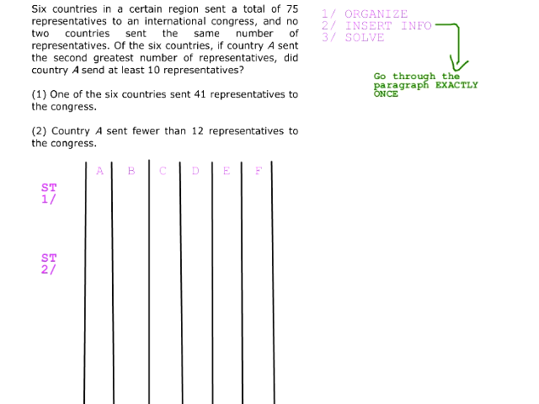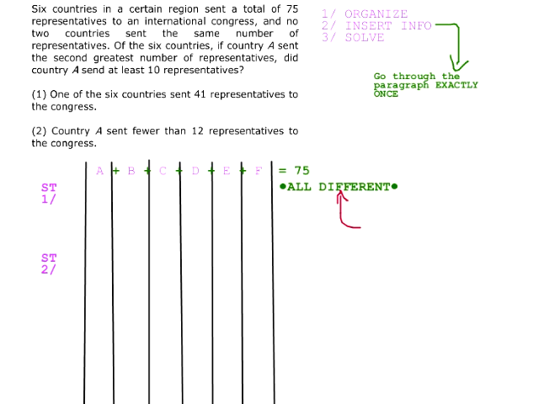All right, so the goal is to go through the paragraph exactly one time and then to not really ever have to deal with it again. So there's a total of 75 representatives, so let's just put that in there with plus signs. Okay. And then all different, so I'm going to note that on the side here, because otherwise I might be tempted to put the same number in there.